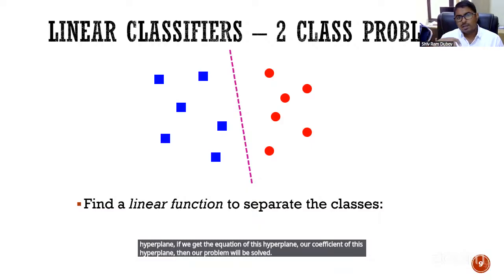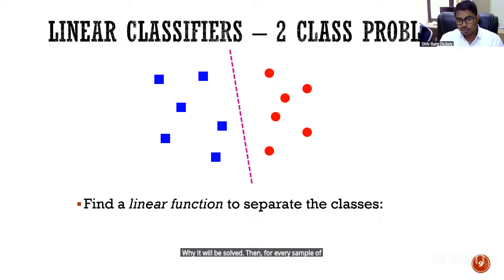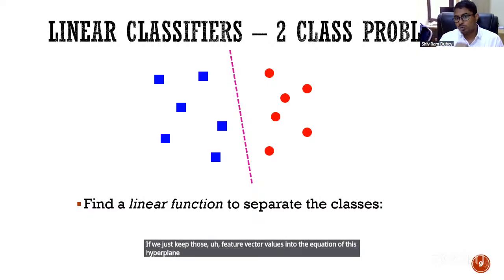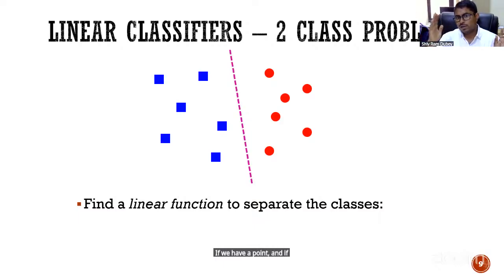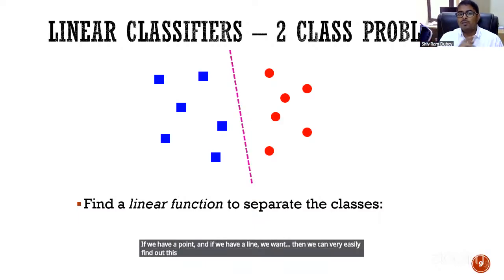Why will it be solved? For every sample of the cat category, which is the blue one, if we put those feature vector values into the equation of this hyperplane, then its output will be negative. And for the red ones, the output will be positive, because red is at the right side and blue is at the left side. Even with a line, if we have a point and a line, we can easily find out which side of the line the point is on, left or right, just by seeing whether its value is positive or negative. And if the value is exactly zero, then that point lies exactly on the line.